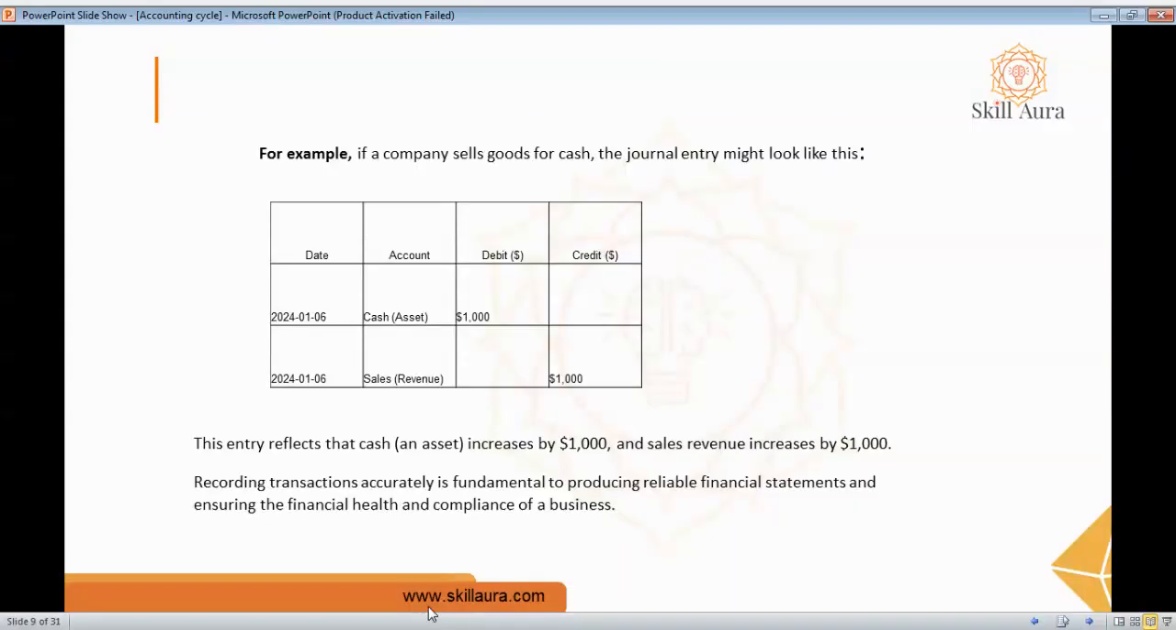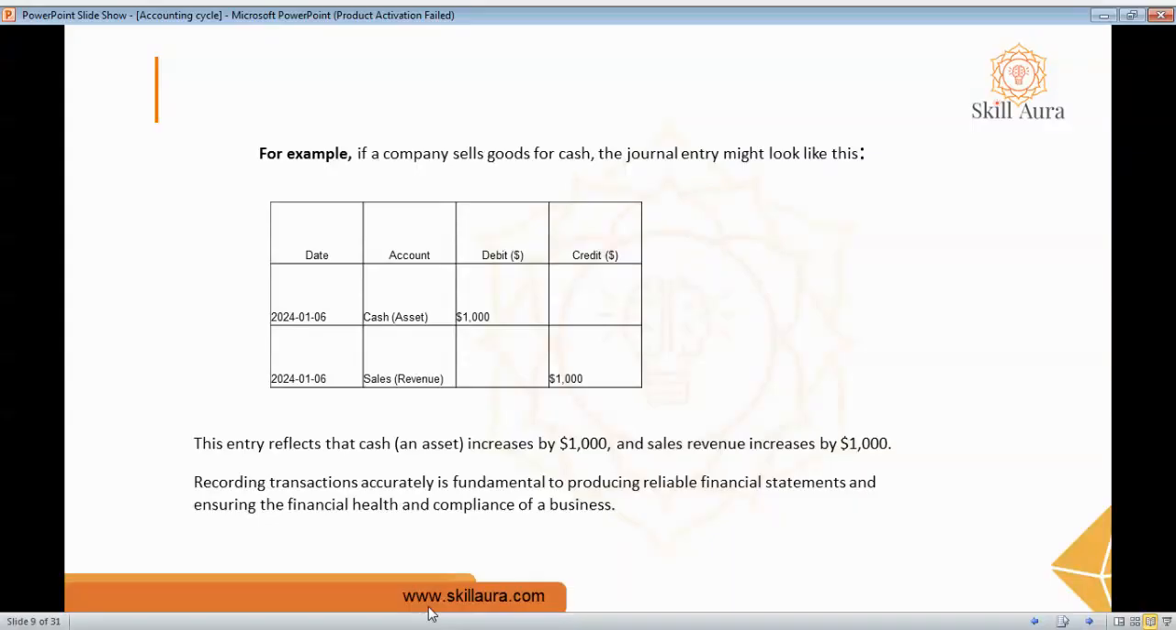So recording transactions accurately is fundamental to produce reliable financial statements and ensure the financial health and compliance of a business. This is how we analyze the journal entry. Shall I give one more example?